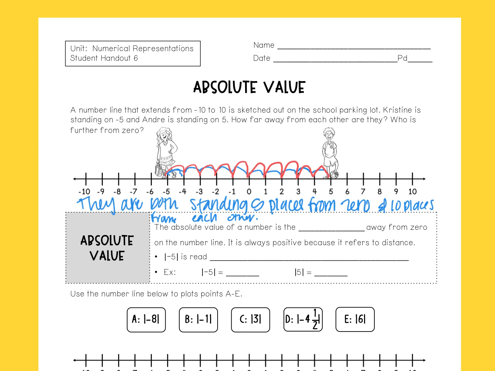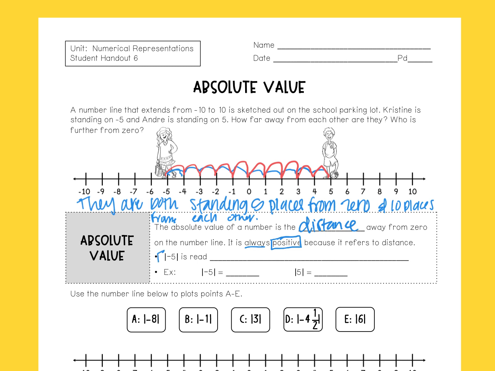So we're going to be talking about absolute value, and the absolute value of a number is the distance away from 0 on the number line. It is always positive because it refers to distance.